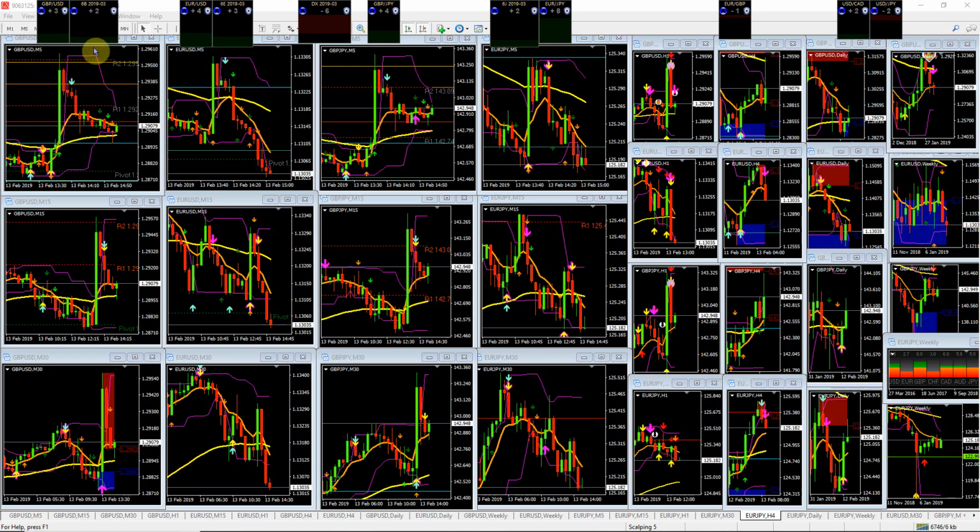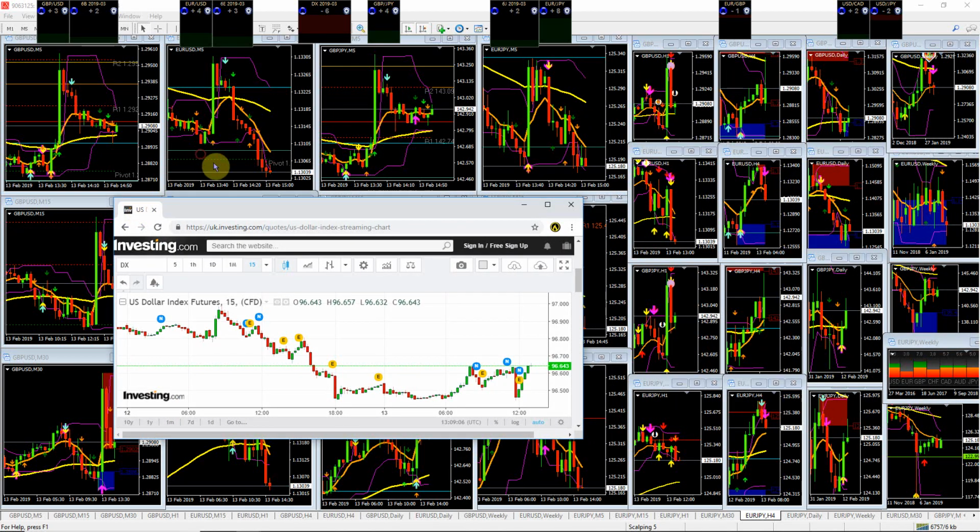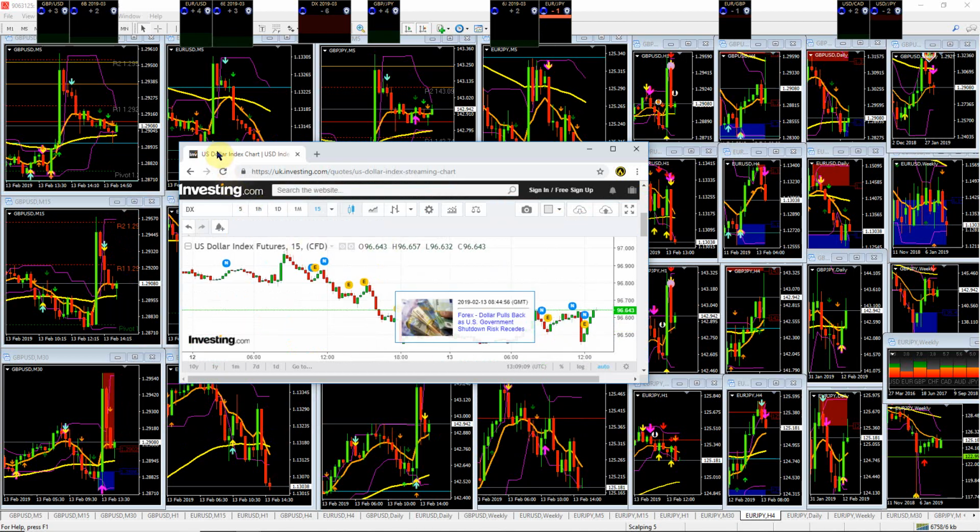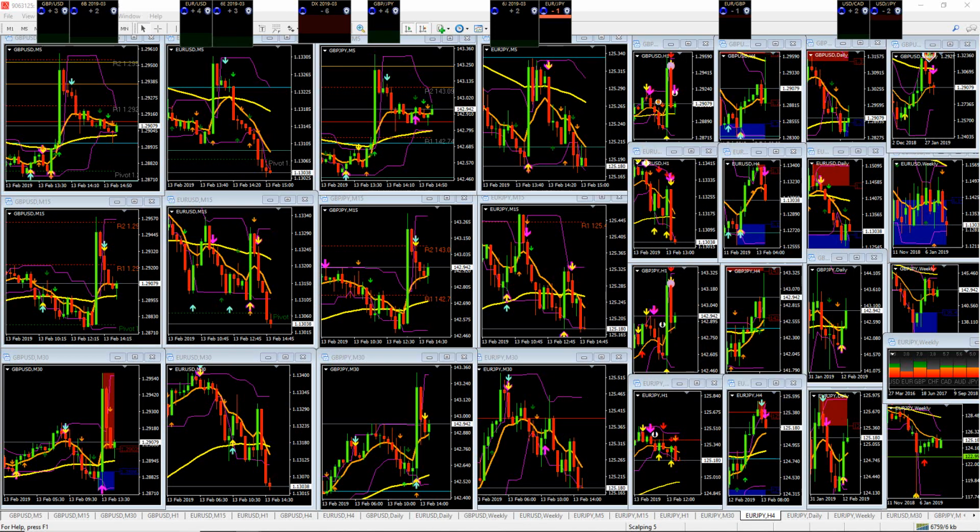We've got B, which is the futures of the pound, and Euro USD, and Euro futures, DX, which is dollar index, which is basically USD futures, which looks a little like this. And we've got pound yen, we've got the yen futures, and we've got euro JPY.